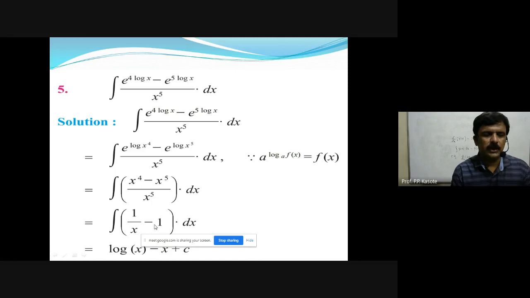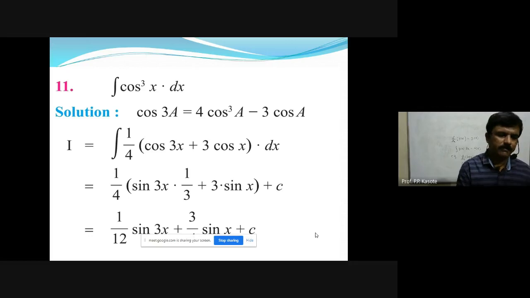Do you know the integral of these two? The answer is yes, we know the integral of 1 upon x and integral of 1 also. Let us write the answer directly. That is capital I is equal to log x minus x plus c, because the integral of 1 upon x is log x and integral of 1 is x plus c. So this is all about the integral of this function.